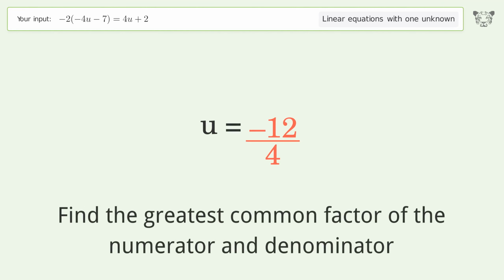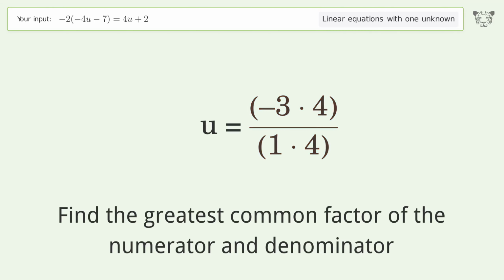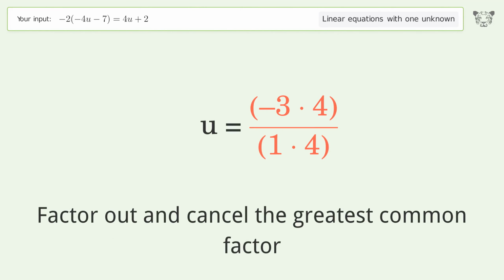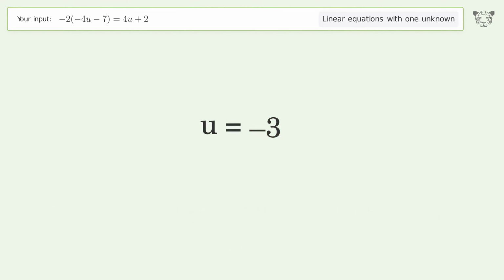Find the greatest common factor of the numerator and denominator. Factor out and cancel the greatest common factor. And so the final result is u equals -3.